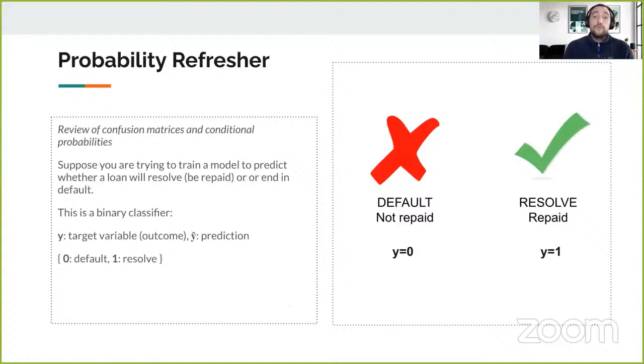So now I want to quickly review confusion matrices and conditional probabilities because they're quite central to fairness analysis. So suppose you're trying to train a model to predict whether a loan will resolve or end in default. This is really a binary classifier. And here, notationally, we'll let Y be the target variable or outcome that we're trying to predict, and we'll let Y hat be the model prediction. The possible outcomes are default, which we encode as y equals 0, and resolve, which we encode as y equals 1.